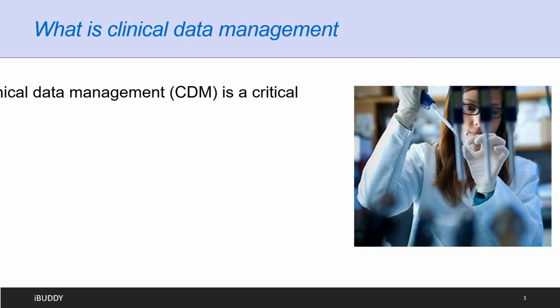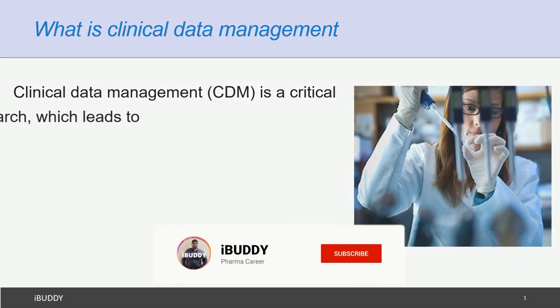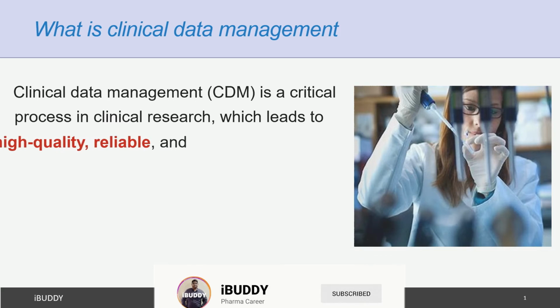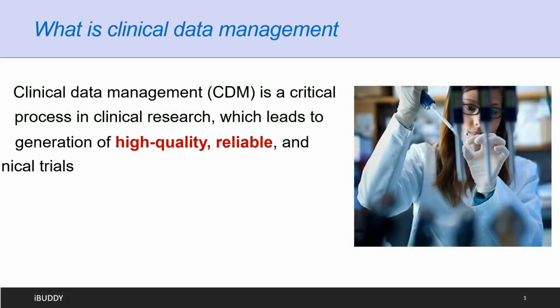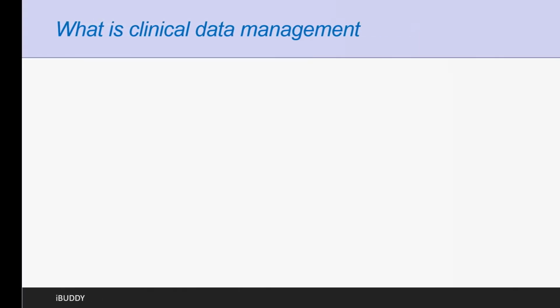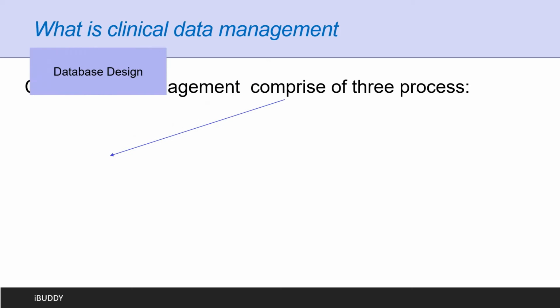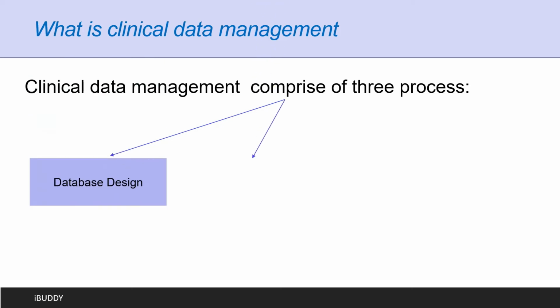Clinical data management is a critical process in clinical research, which leads to generation of high-quality, reliable, and statistically sound data from clinical trials. Clinical data management comprises three processes: database design, query management, and statistical programming and analysis.